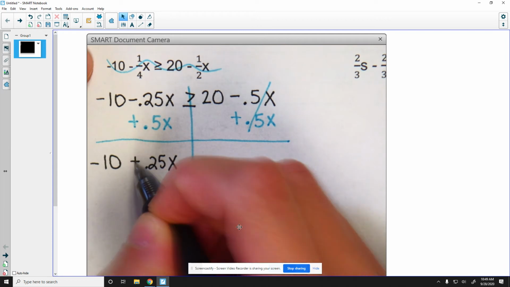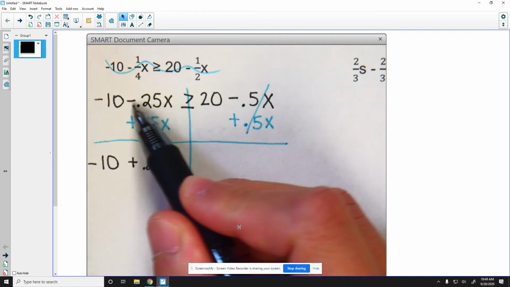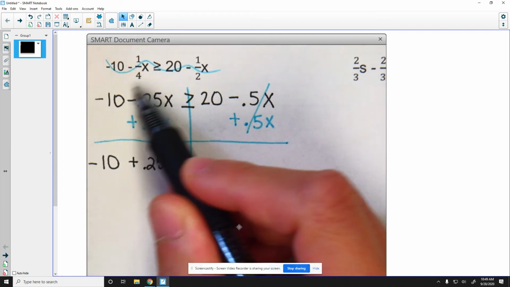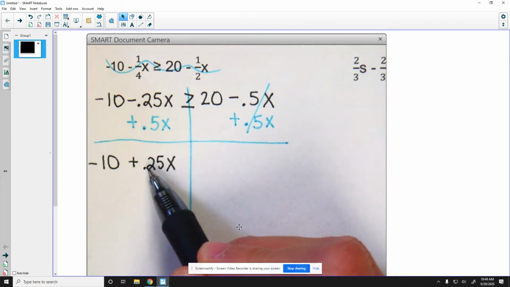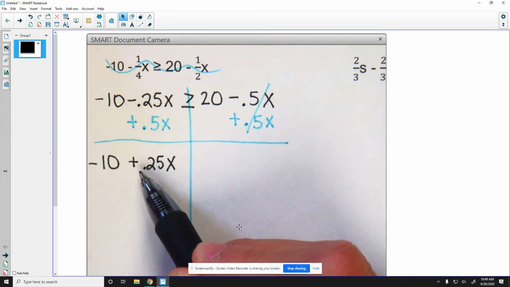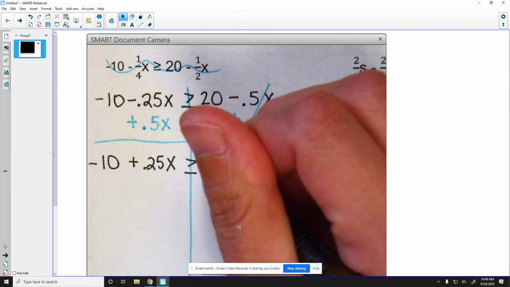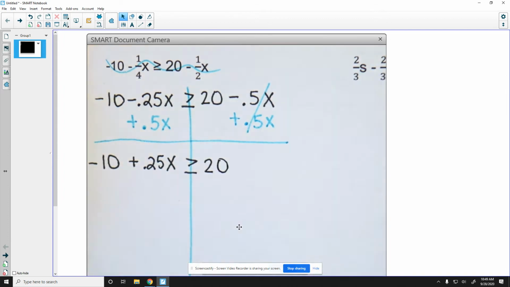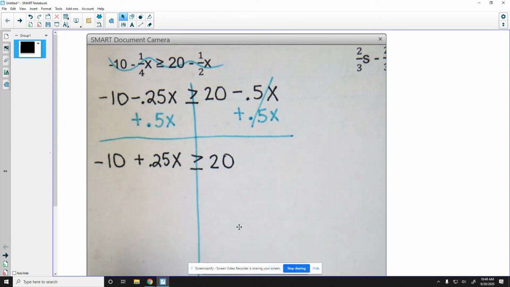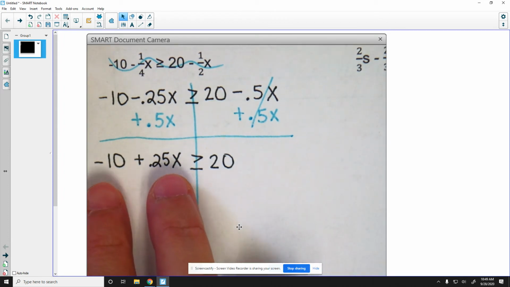Some of you want to automatically write a minus in between because you see a minus here. But guys, your answer of this thing ended up being a positive number. Positive means plus, right? Negative means minus. That's how you know you put a plus in between. You have your symbol, and then you have your 20. Okay, you have two numbers you need to eventually move.